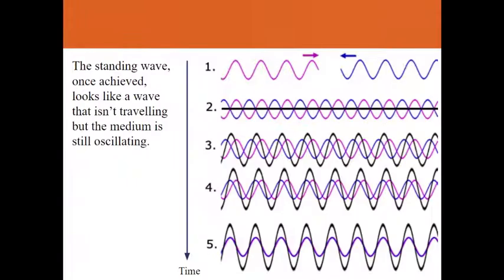So what's actually happening is that as these two identical waves move through each other in opposite directions, the interference they undergo causes the resultant wave to look like it's oscillating up and down, with the crests and troughs moving up and down, but without any horizontal motion.